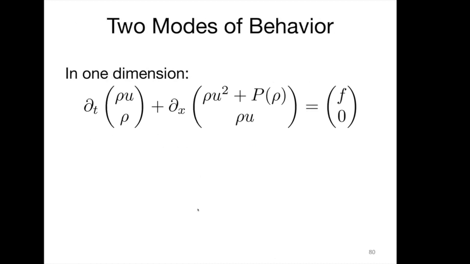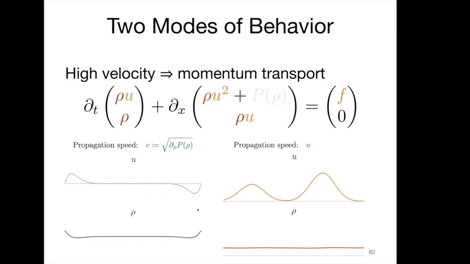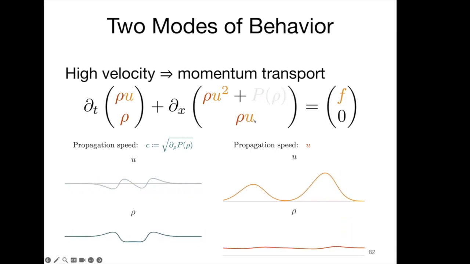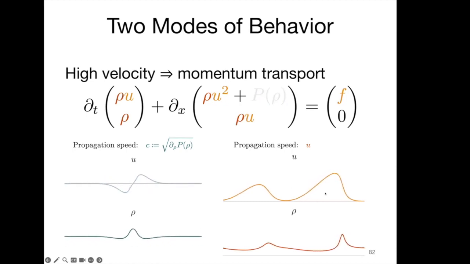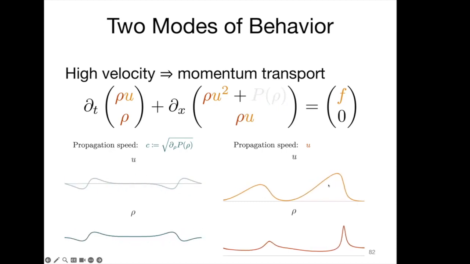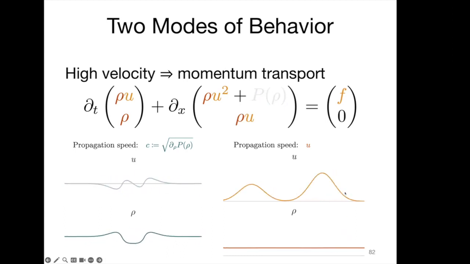And this equation, now going to the 1D case to make things simpler, has two main modes of behavior. One of them is sound waves. If we have only very small variations in pressure and velocity, we see sound waves propagate through the gas. These are the sound waves that I use to speak to you right now. The second mode is a nonlinear mode, which is transport, which means that if we have large velocities, then instead of sound waves, we see the gas moving systematically, and as a result, we see movement of our velocity profile.